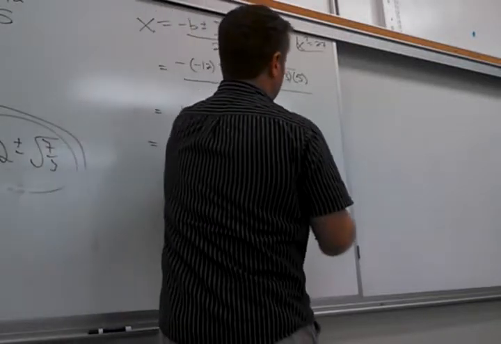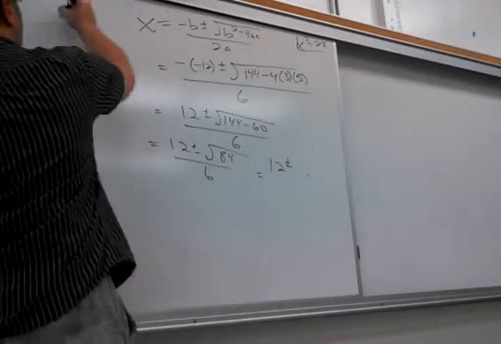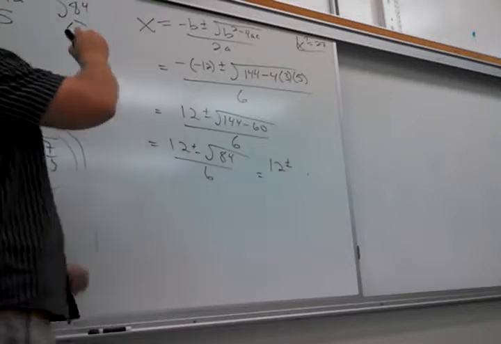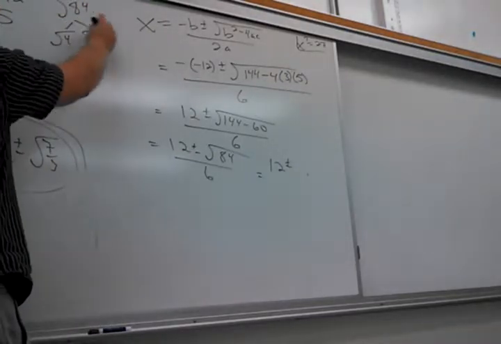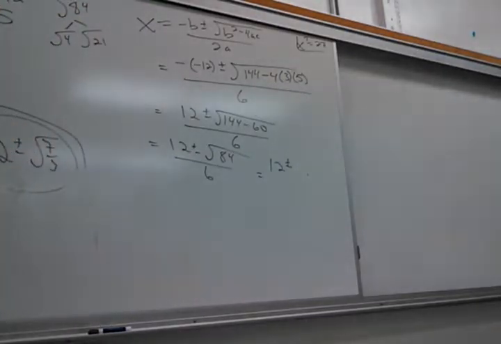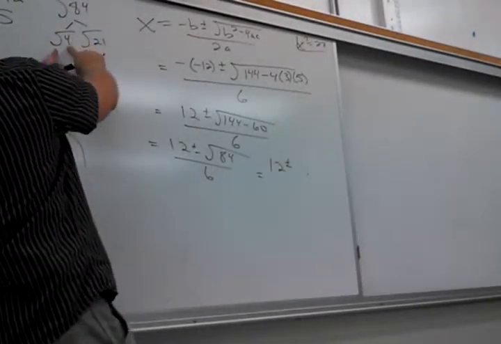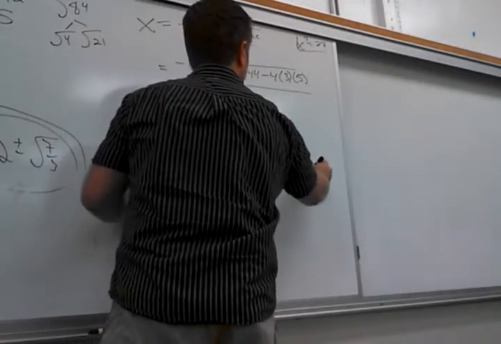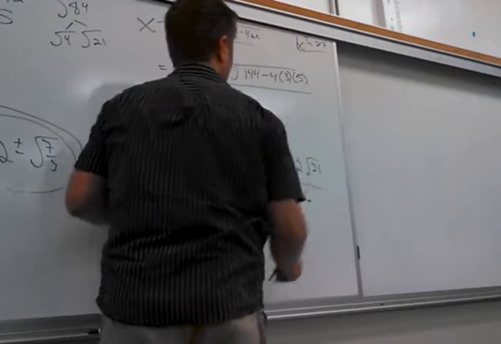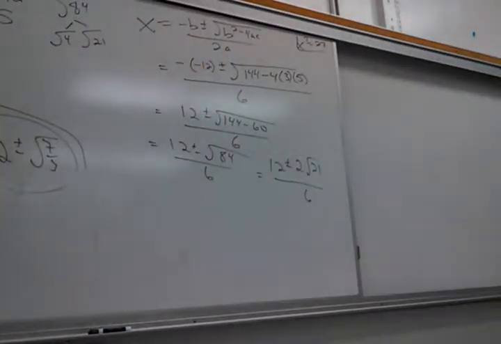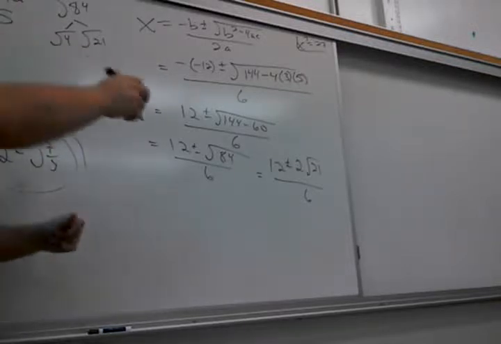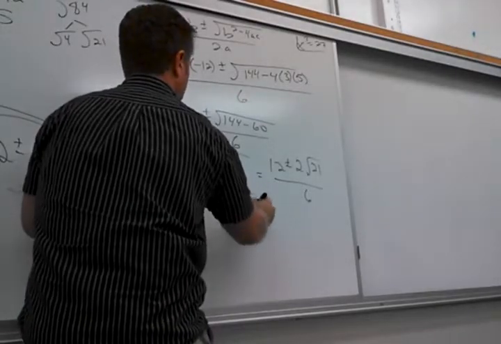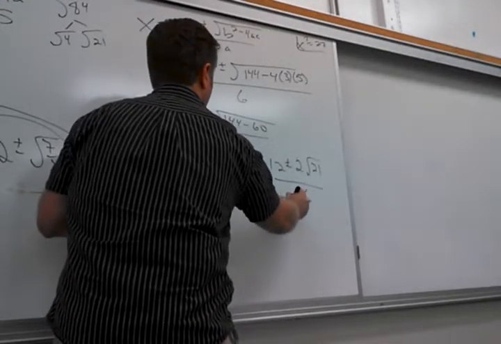All right, let me do this. So square root of 84 is square root of 4 times square root of 21, right? Yes. So square root of 84 is 2 square root of 21. Now the only thing I can really do, especially if I want to make it look like this, is break them up. So this will be 12 over 6 plus or minus 2 rad 21 over 6.